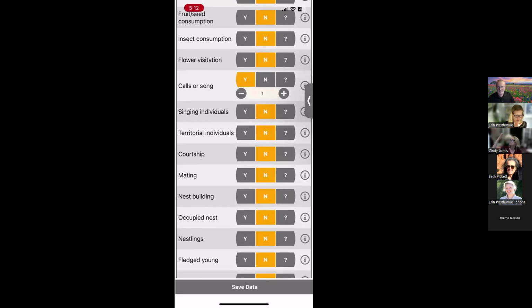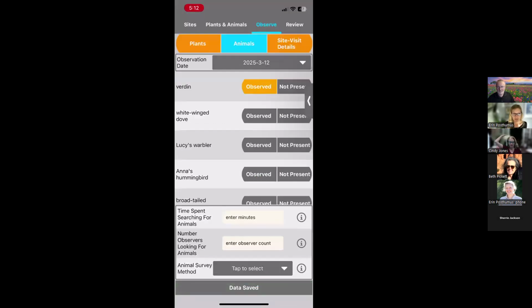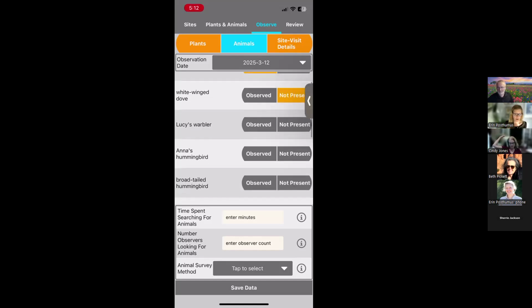And then I'm going to save the data, and then it takes me back to the checklist. I didn't see a white-winged dove. So if I say not present, then it's not going to ask me all those other questions. Obviously, it'll mark them all as no. I unfortunately didn't see a Lucy's warbler. We had one last year. I'm hoping we'll have one again this year.